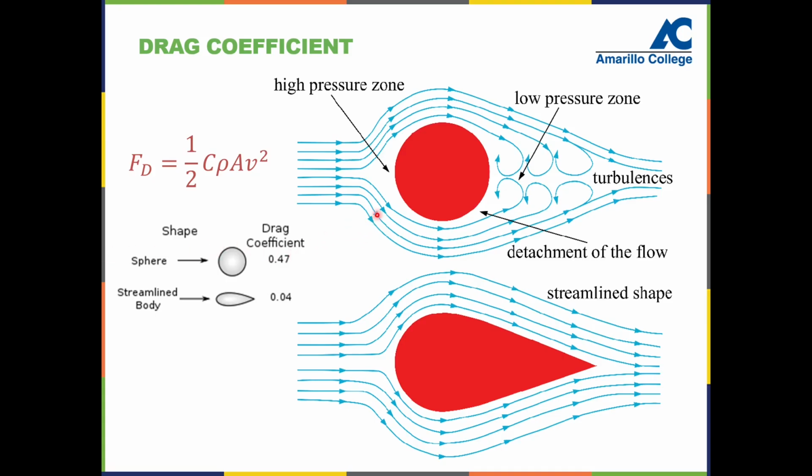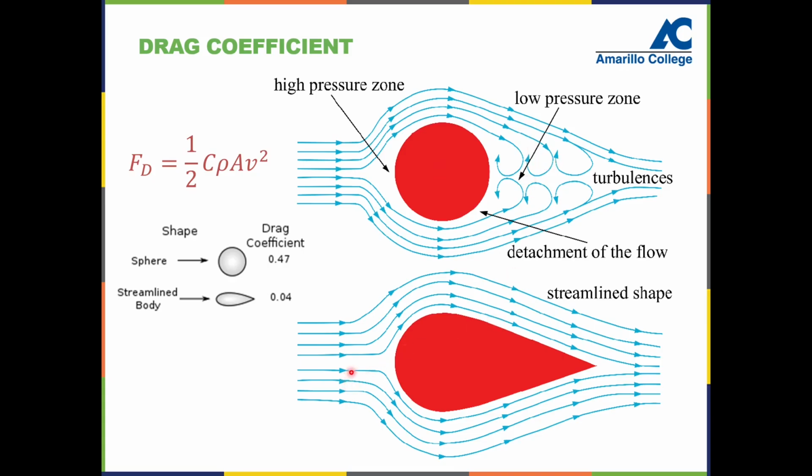For instance, for a sphere, as that fluid flows around the body, it reaches a point where the flow will detach from the surface of the body. The flow is nicely following the contour of the sphere until it reaches this point, and once it does, it starts to detach and you get these turbulent eddies that form behind the sphere. These turbulent eddies are going to be at a lower pressure than everything else. So if we have a high pressure on the front side of the sphere and a low pressure on the back side, you end up with a net force acting to the right.